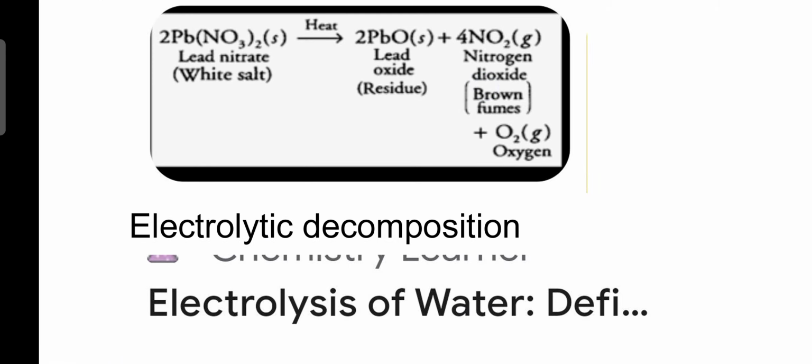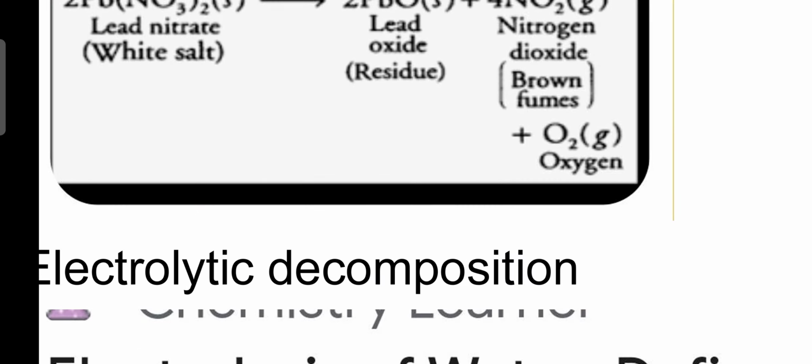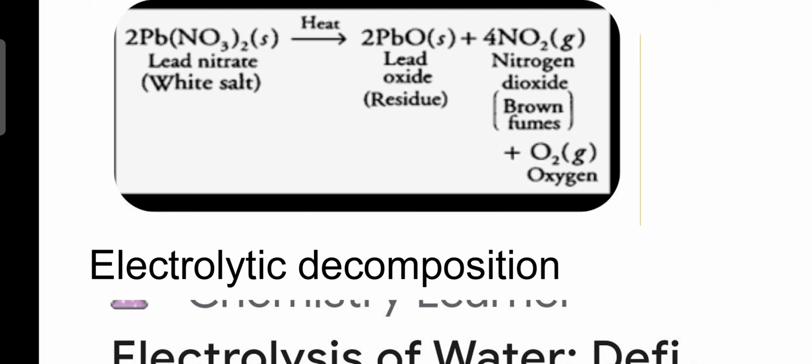Now this is a very important reaction because in a laboratory we produce the oxygen gas also using this reaction, and we can even test the acidity of the nitrogen dioxide gas. When moist blue litmus is taken near the nitrogen dioxide gas, it turns blue litmus red because it is acidic oxide.